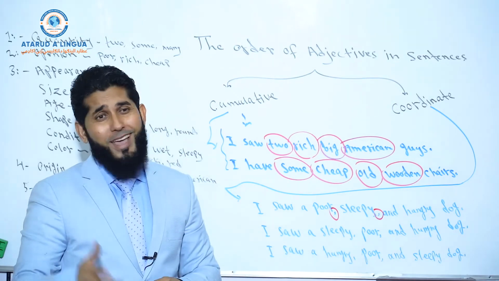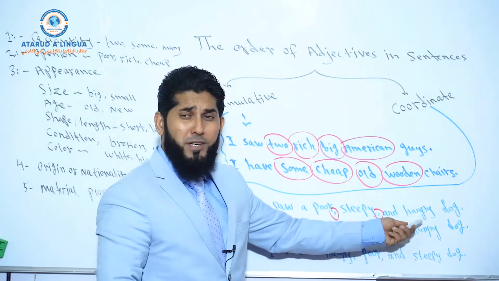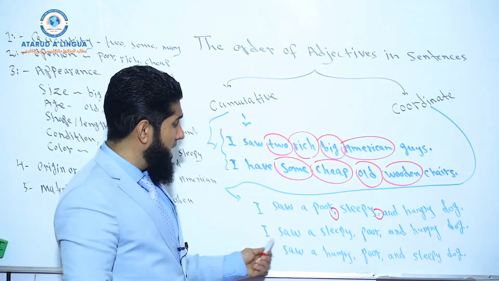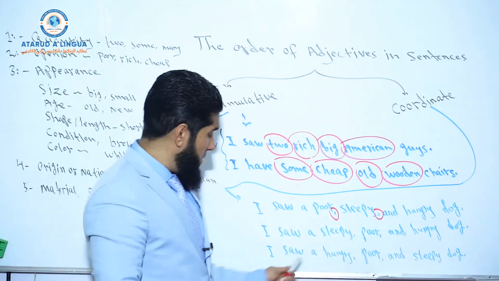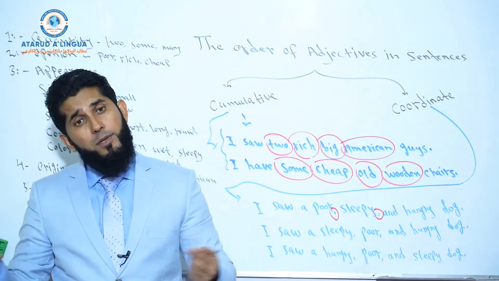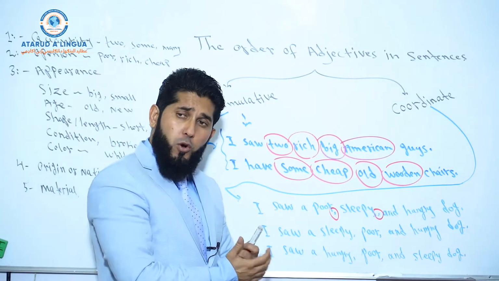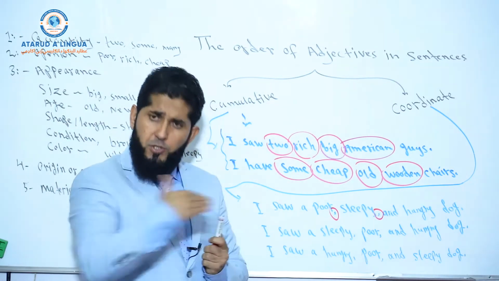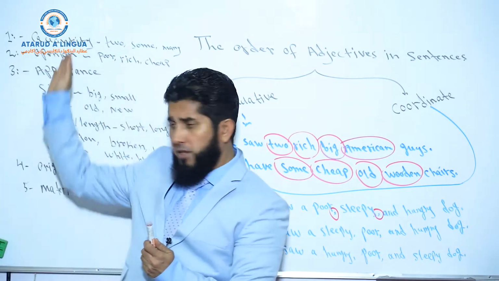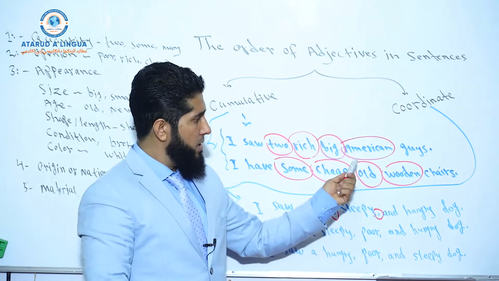Okay, so you can change the order. That's not important. You can say, I saw a poor sleepy hungry dog. You can say, I saw a sleepy, poor, and hungry dog. Or you can say, I saw a hungry, poor, and sleepy dog. So the order is changeable. It doesn't matter. Here you cannot change the order. They have to be in the same order according to this categorization. You see that?